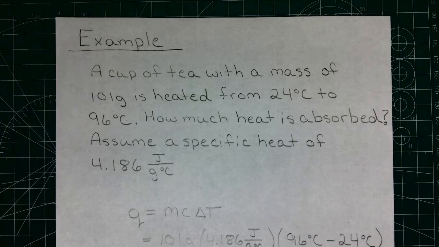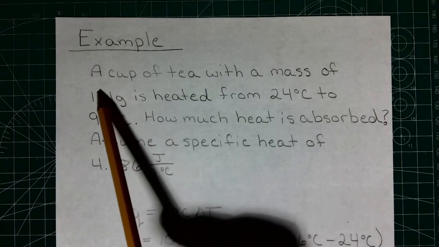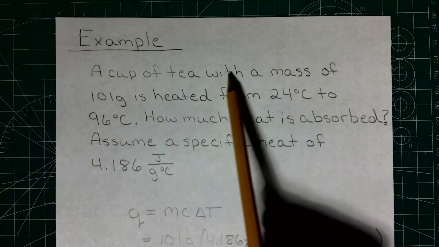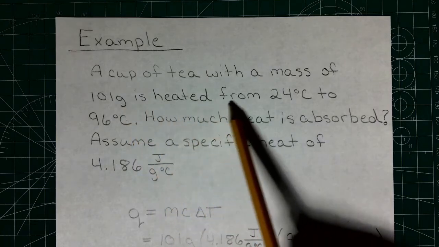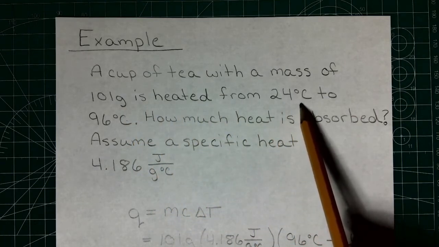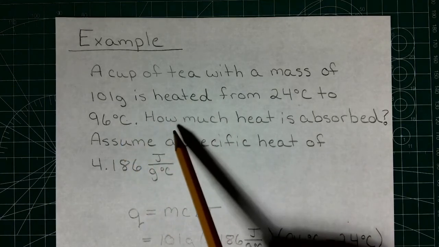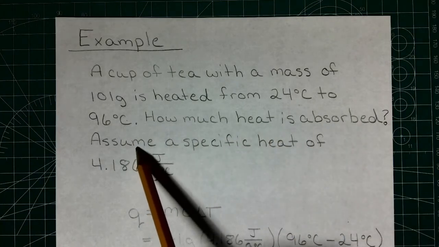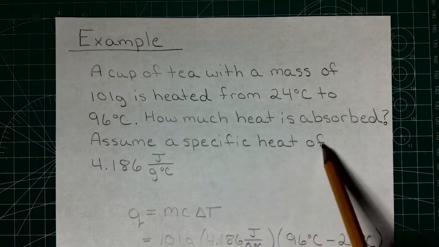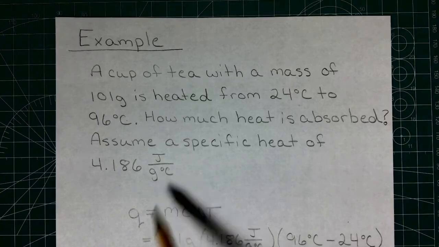You're going to see quite a few problems involving specific heat in our homework. So let's go through an example here. Say that I have a cup of tea with a mass of 101 grams, and it's heated from 24 degrees Celsius, so regular room temperature, to 96 degrees Celsius, just below boiling. How much heat is absorbed? That's my question. And we're going to assume a specific heat of 4.186 joules per gram degree Celsius.